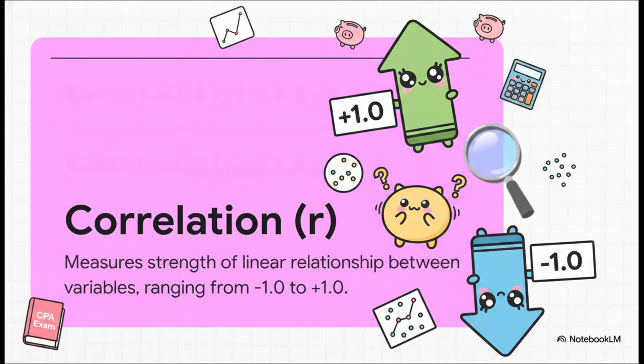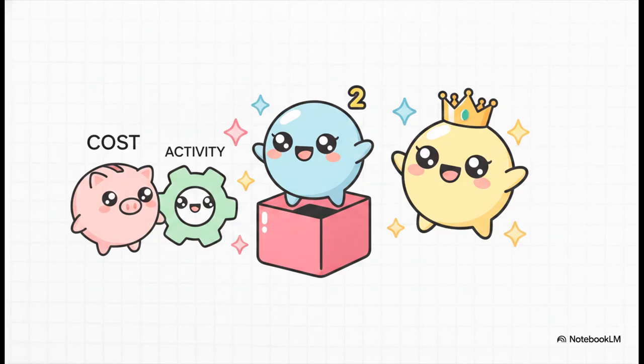An R of positive 1.0 means a perfect, direct, upward-sloping relationship. Negative 1.0, that's a perfect inverse relationship. And if R is 0, that means there's no apparent pattern at all, and honestly, your chosen cost driver is completely useless. But here's where it gets interesting. By simply squaring R, we get a percentage, which is our ultimate metric, the coefficient of determination, or R squared.